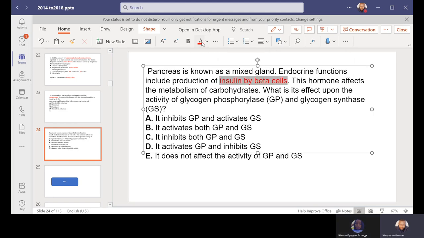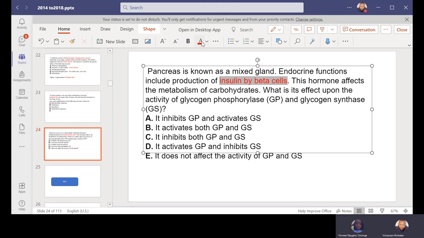Firstly, insulin is produced by beta cells, right? There is another hormone which is produced by the pancreas. It's called glucagon. It's produced by alpha cells. So you can remember it that way. Glucagon is produced when glucose is gone. It means insulin is produced if glucose is very high in blood. Insulin stimulates the uptake of glucose from blood into the cells. You get it?